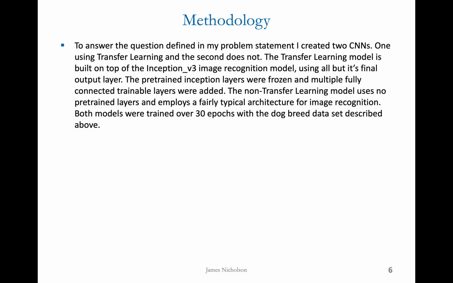To answer the question defined in my problem statement, I created two convolutional neural networks, one using transfer learning and the second not using transfer learning. The transfer learning model is built on top of the Inception v3 image recognition model, using all but its final output layer. The pre-trained Inception layers were frozen, and multiple fully connected trainable layers were added. The non-transfer learning model uses no pre-trained layers and employs a fairly typical architecture for image recognition. Both models were trained over 30 epochs with the dog breed dataset described before.